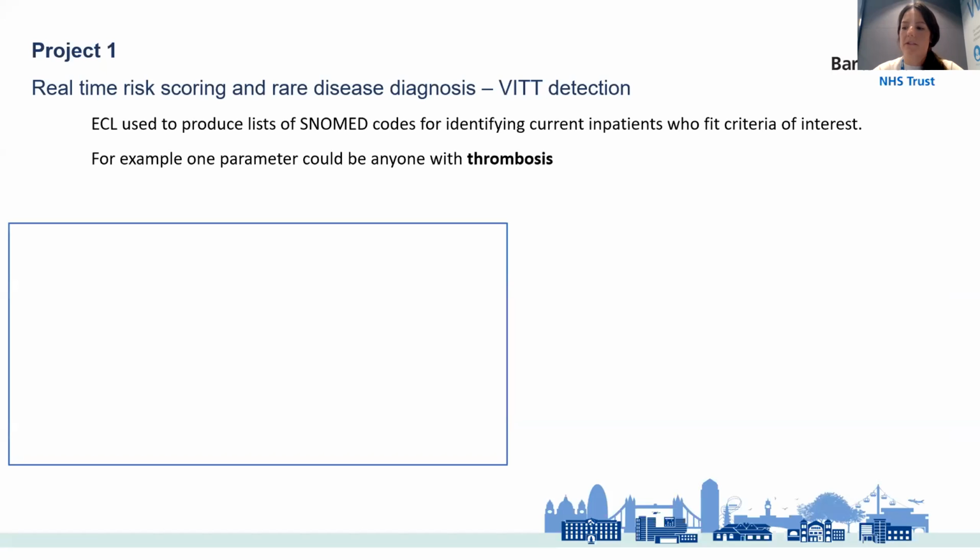So when cases of these started cropping up, obviously the national teams were very keen to better understand who was most at risk of it, how common it was, where these patients were coming from. But they realized that in the national data feeds, they just didn't have the granular information they needed to be able to diagnose, like pick up these VITT cases.